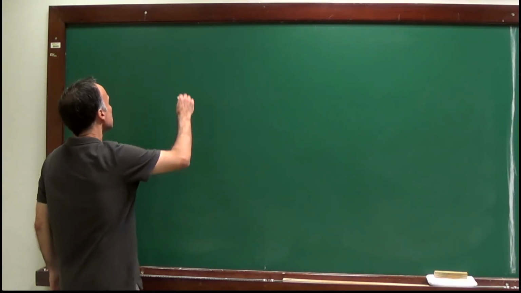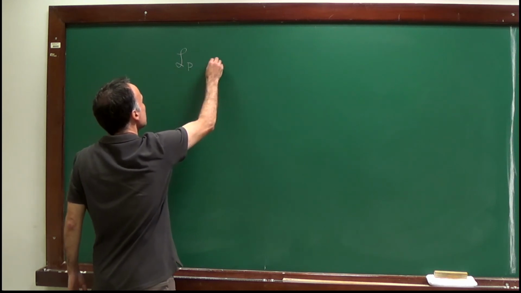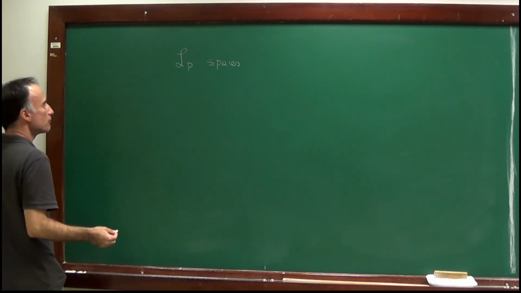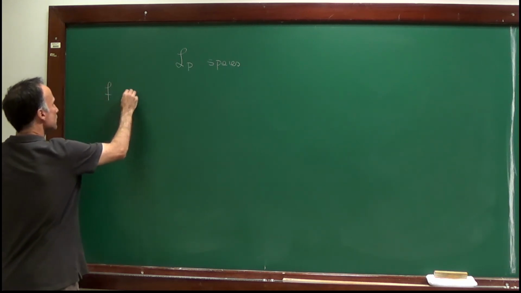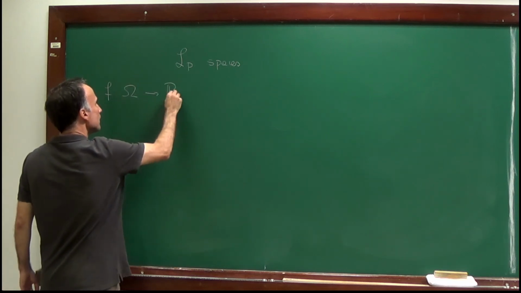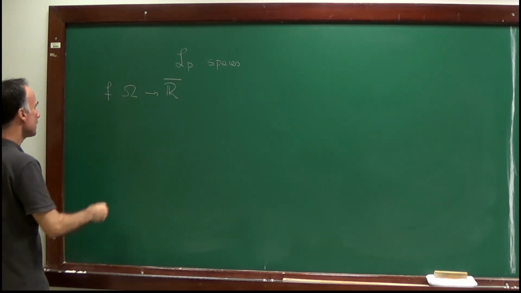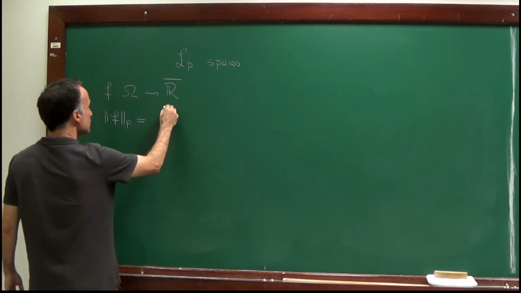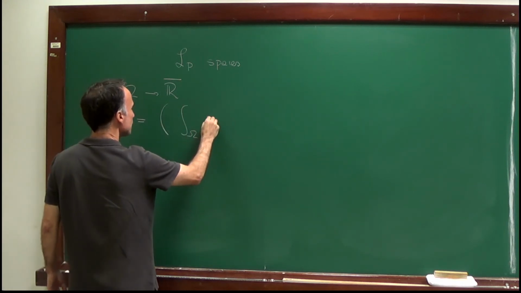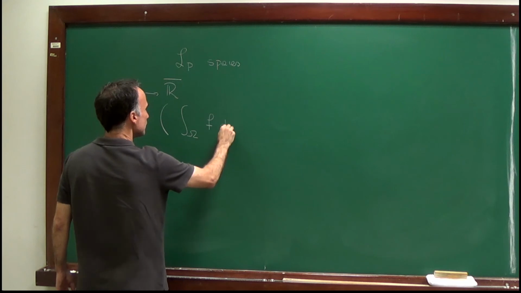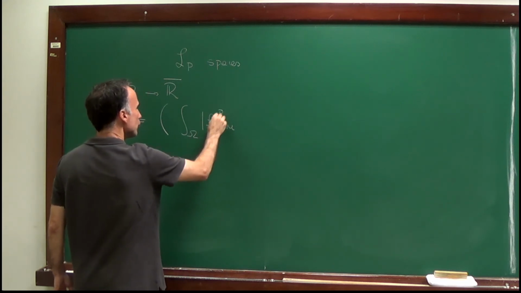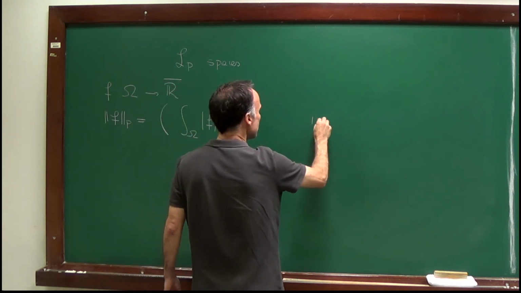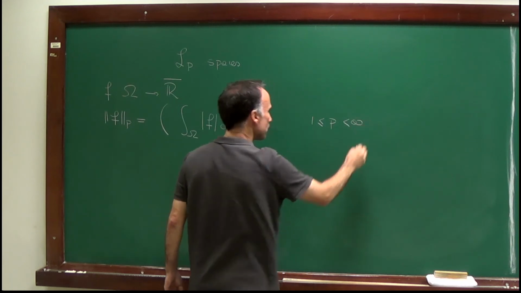So today I will speak about the L^p spaces. So remember from the last lecture that if I have a function f defined in Omega and taking values in the extended line, we defined a norm ||f||_p, which is the integral over Omega of the norm of f to the power p d mu, all to the power 1 over p, and here p will be a number between 1 and plus infinity.